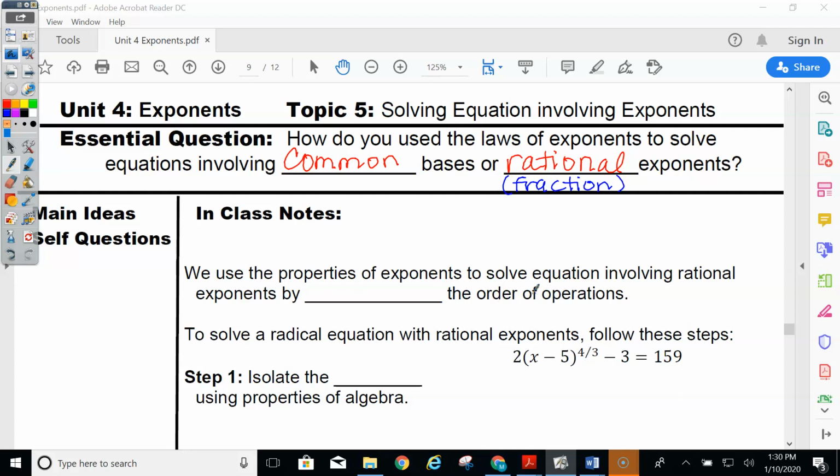We use the properties of exponents to solve equations involving rational exponents by undoing the order of operations. So remember, the order of operations is GEMDAS, which means if we undo them, we're going backwards. So we're doing SADMEG to undo the order of operations. All right, so let's look at the first example here.